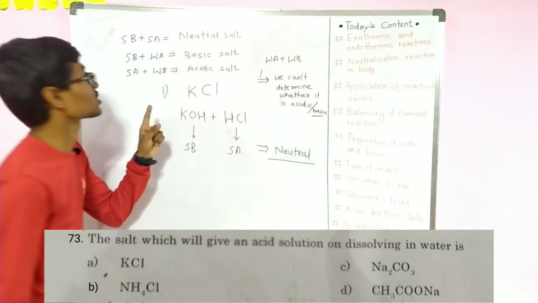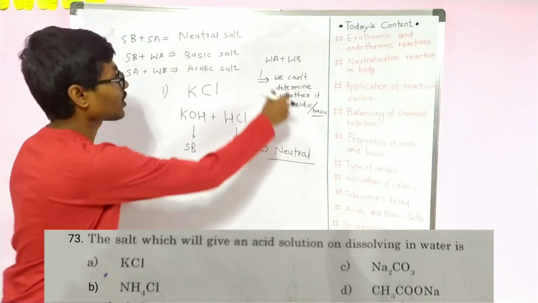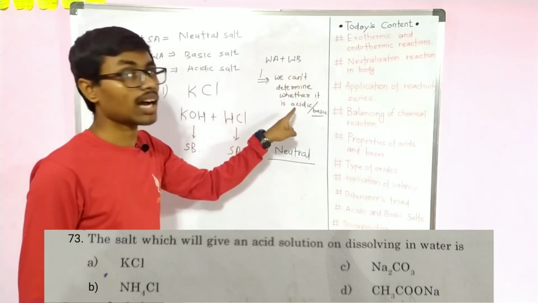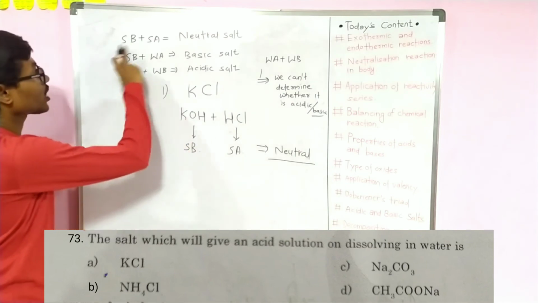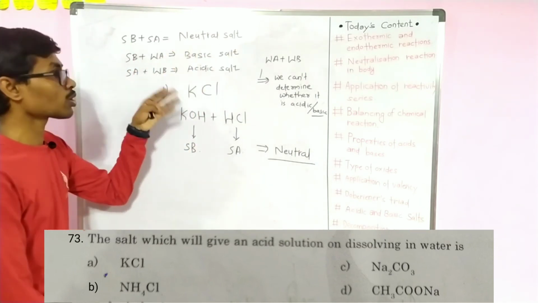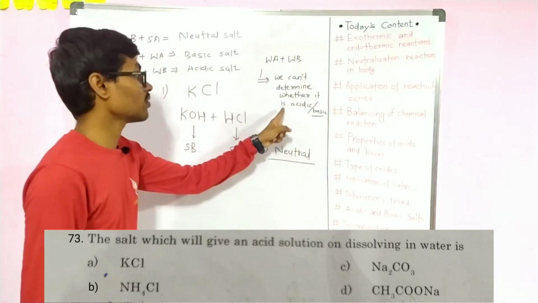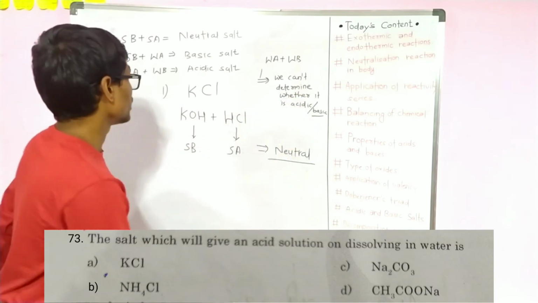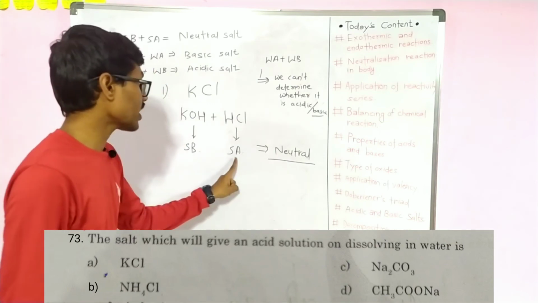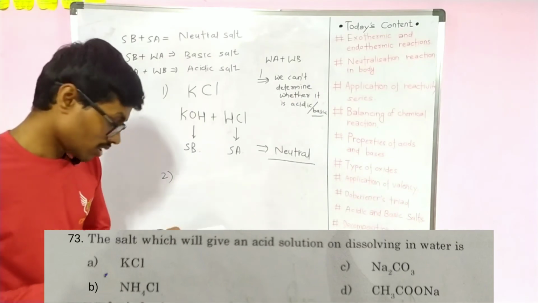Now we have to remember this. When strong base and strong acid are mixed, neutral salt will form. But when weak acid and weak base combine, then we can't determine whether the salt is acidic or basic. But when one of the compounds is strong, we can determine whether it is acidic or basic or neutral. In option 1, both are strong. Base also strong, acid also strong. It is neutral. Option B is given NH4Cl.